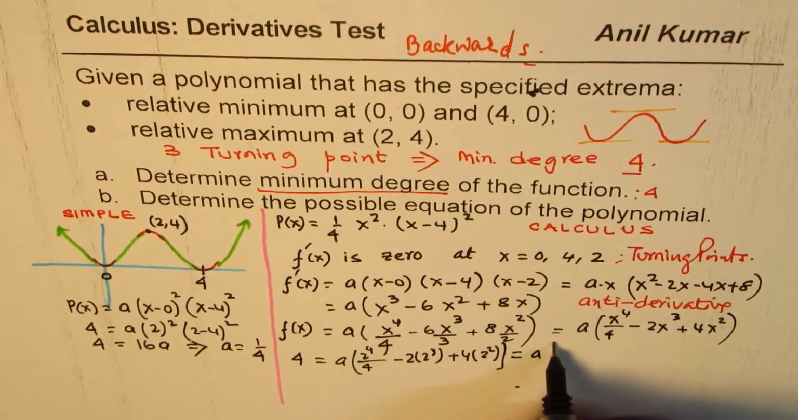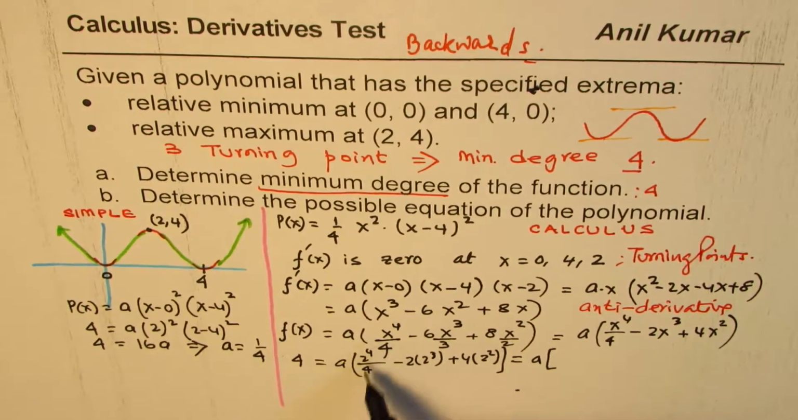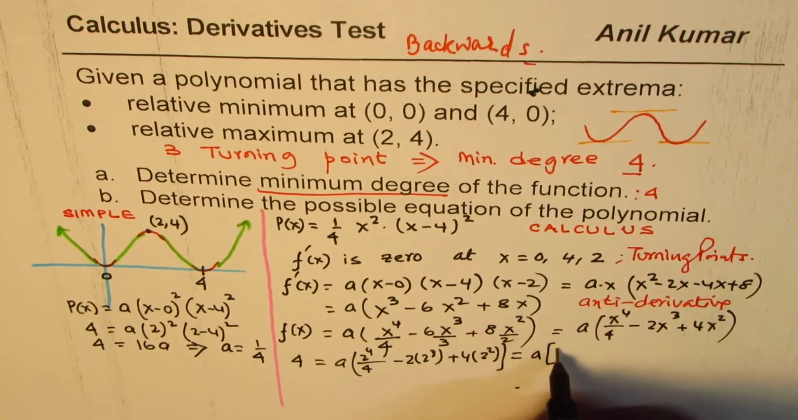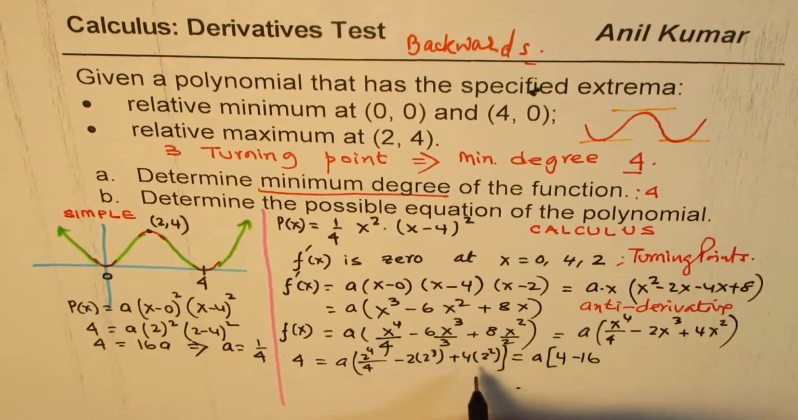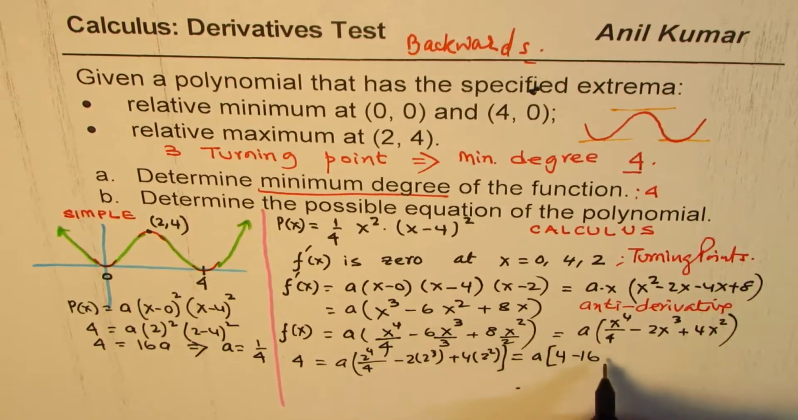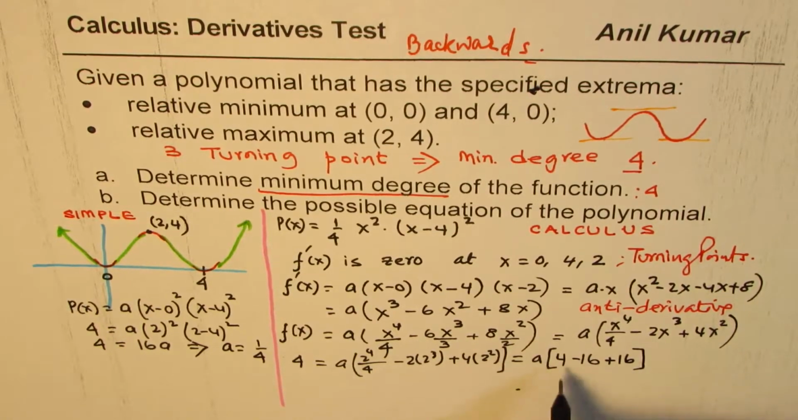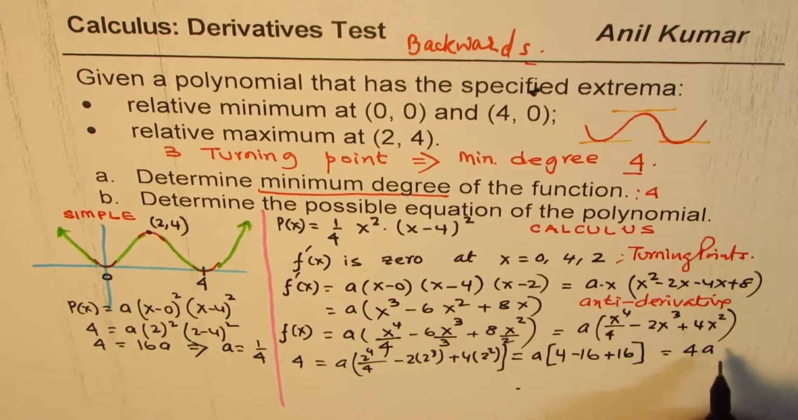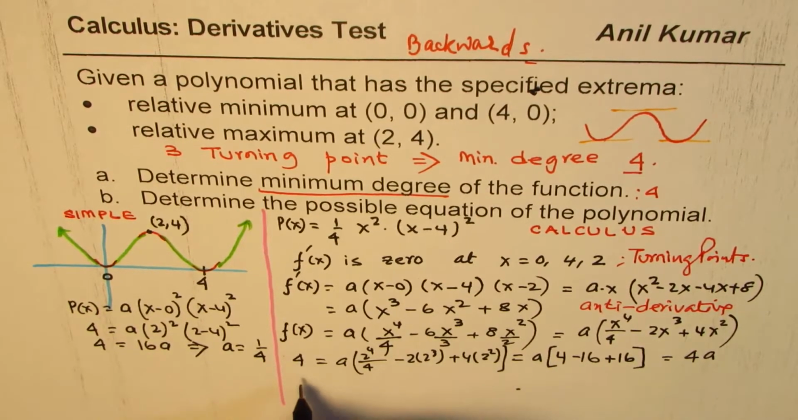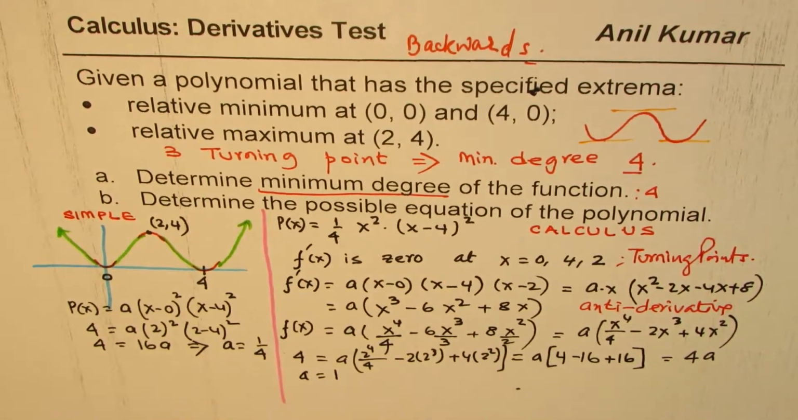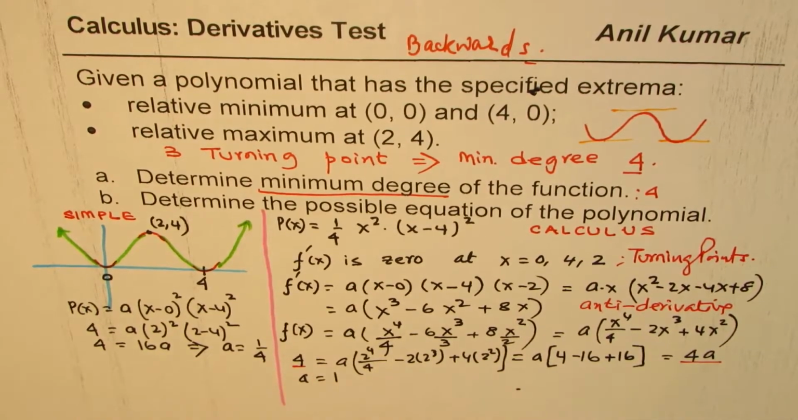So you can simplify. 2 to the power of 4 divided by 4 leaves you with 4. 2 cubed is 8, times 2 gives 16, so that gives minus 16. And 2 squared is 4, times 4 gives plus 16. Okay, good. So that gives you just 4a. And 4 equals 4a implies that a equals 1.